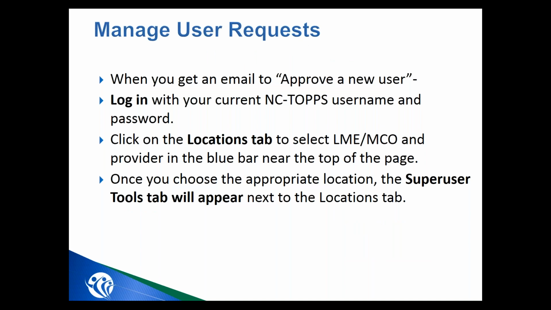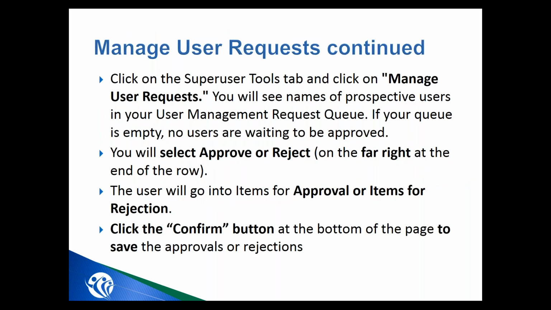All right, so let's dive a little deeper into the manage user request. How do you do that? When you get an email to approve a new user, you'll log in with your current NC TOPPS username and password. Then you will click on the Locations tab to select the LME/MCO and provider agency in the blue bar near the top of the page. Once you choose the appropriate location, the Super User Tools tab will appear next to the Locations tab, and you will be able to click on it and click on Manage User Requests.